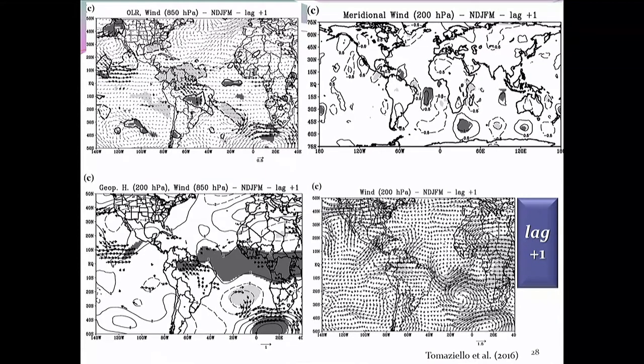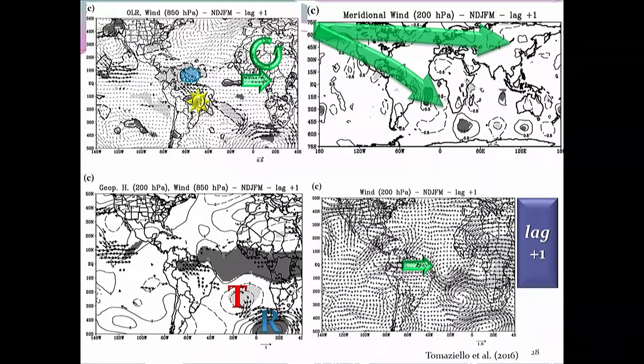Then for the next lag, we can see that it's very clear. We have an interhemispheric propagation of the wave train from the northern hemisphere towards the southern hemisphere. Then you have yet some intensification of the convection in the ITCZ, but more in the western Atlantic. Here also a cyclonic circulation, and here the weakening of the trade winds as you are in lag plus one, after the event, after the intensification of the ITCZ.